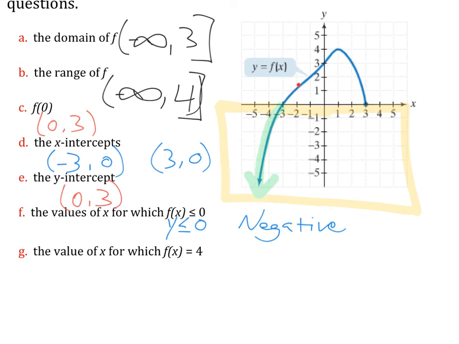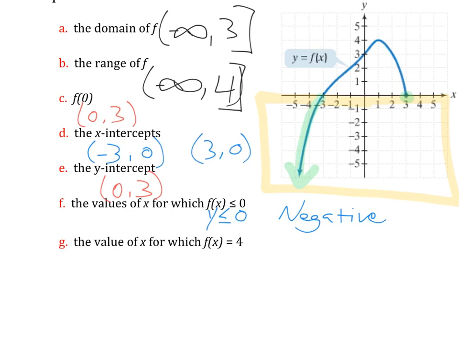Because as soon as my graph goes up here, it's going to be back up in positiveville. Since it's less than or equal to 0, I can actually include this guy right here as well, since that's equal to 0. It's on the axis. So for what values of x? Well, I'd have negative infinity all the way up to negative 3, and then just 3. So negative infinity to negative 3 and just 3.